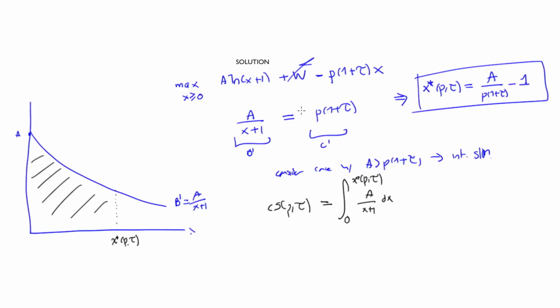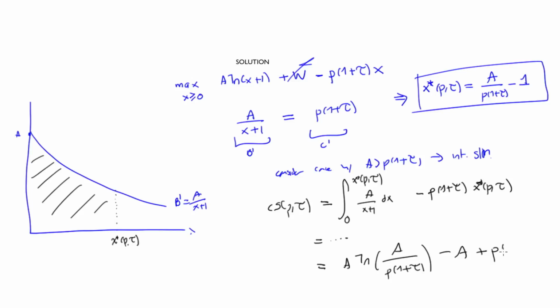That gives you the benefit term. Now we need to subtract the cost of buying the good. Now what's the cost of buying the good? It's going to be minus P times (1 plus tau) times the amount bought, which is x star of P comma tau. Now, I'm not going to do the integral. It's a trivial one. But if you do the math correctly, what you're going to find is that this is equal to A times the logarithm of A divided by P(1 plus tau), minus A plus P(1 plus tau). That's it.